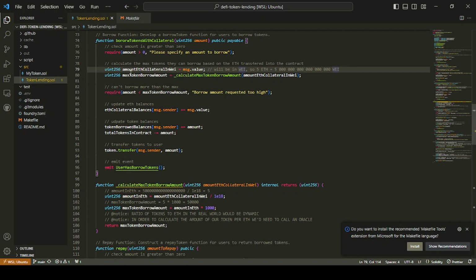And what we do then is from that we want to get the max token borrow amount, and what we do is we pass it over to an internal function called calculate max token borrow amount, and we pass in the amount of collateral in wei, and then this function is just underneath.